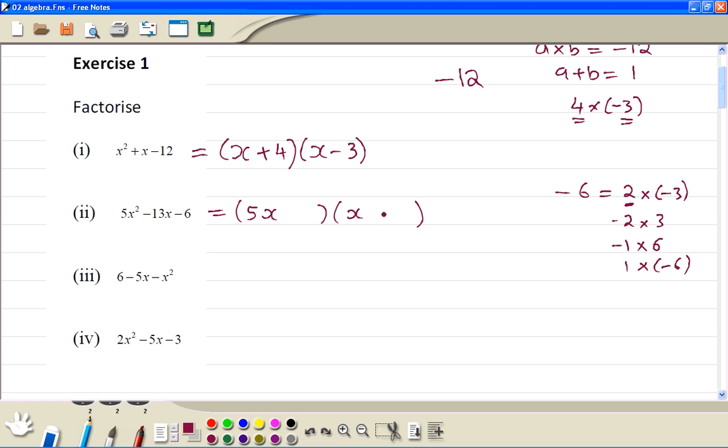So if you put minus 3 here, this would give you minus 15x, and if you put plus 2 here, this gives you 2x. So minus 15 plus 2 is equal to minus 13. So this is correct.